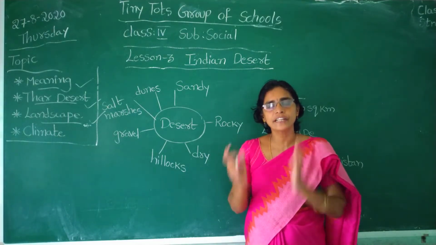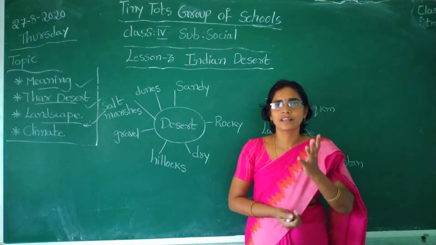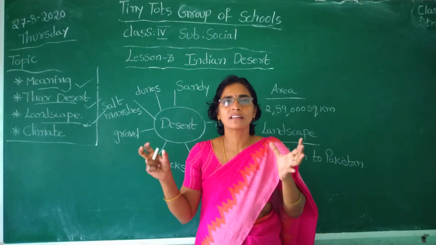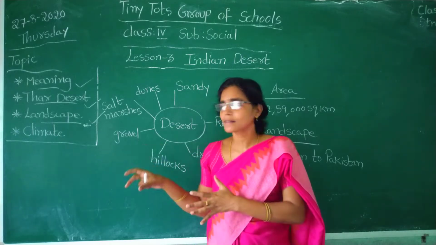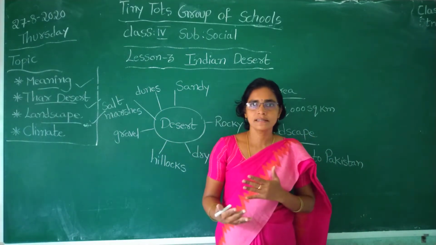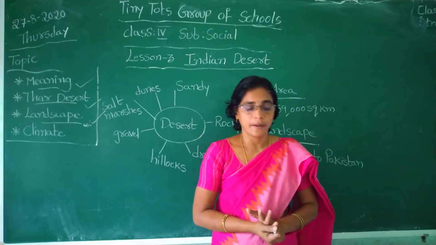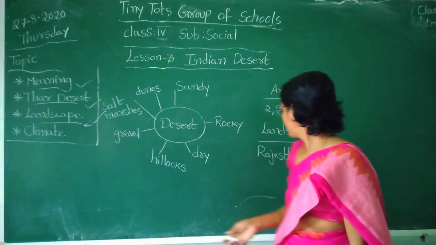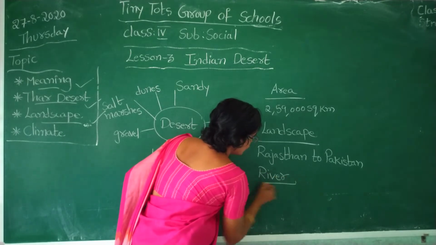They change because of wind, because of sand winds. Already I told you there are dry and hot sand winds. They are blowing at very high speed. So these hillocks and sand dunes are changing their place, size and shape from day to day. And there is only one river, that is called Luni.